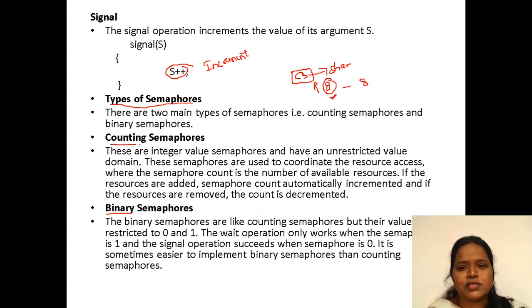Here if resources are added, suppose I have added one resource, now the count is equal to 9. This semaphore count is going to be incremented by 1. Fine.